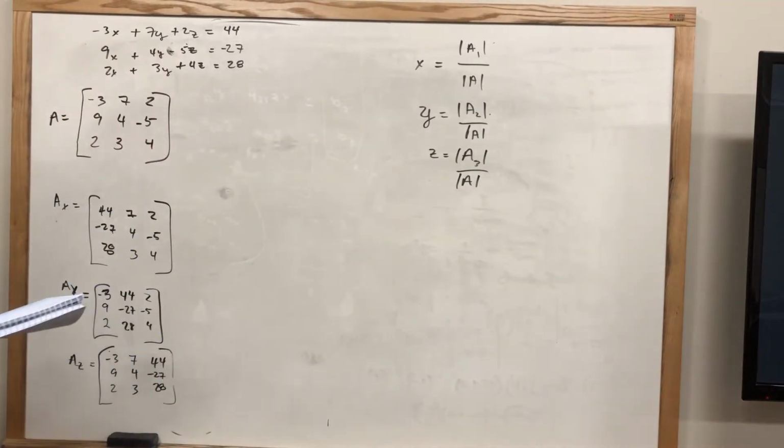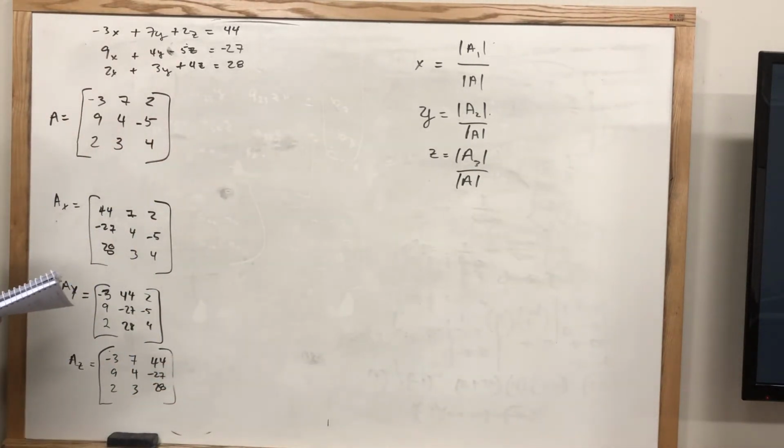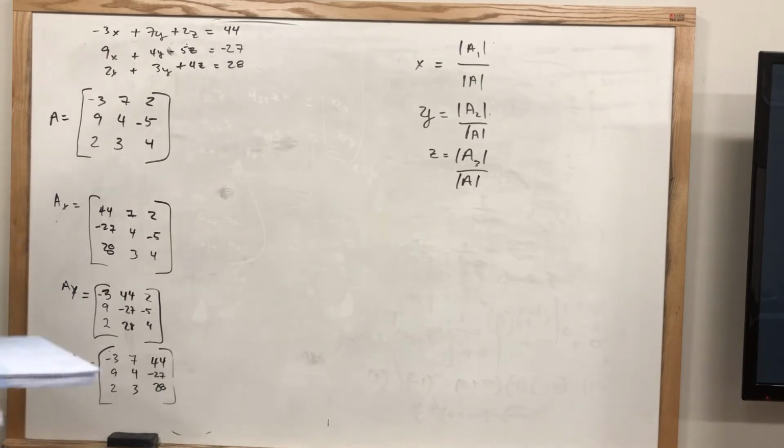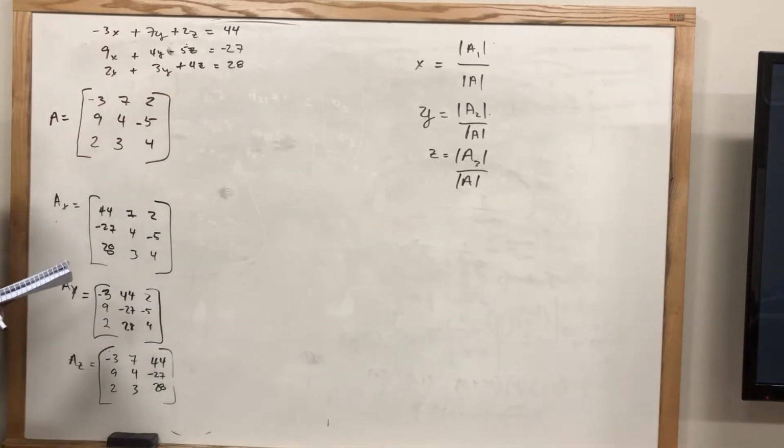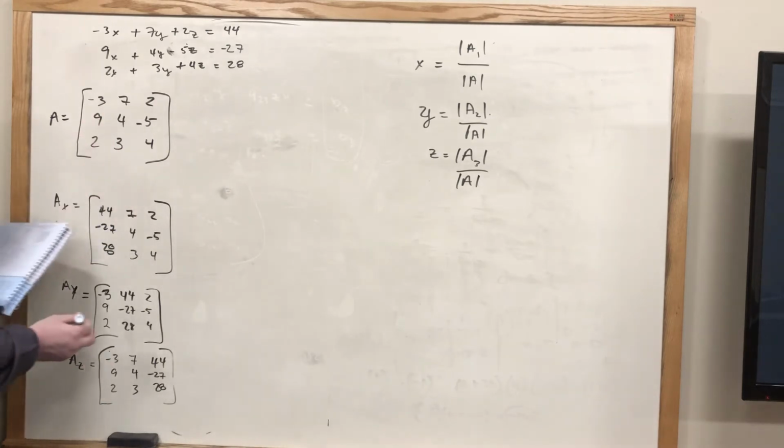So now, how do you find the determinant of each one of these? And that's where we go back to our last lesson to determine what that determinant is. So what would that determinant be? How would we go about it?